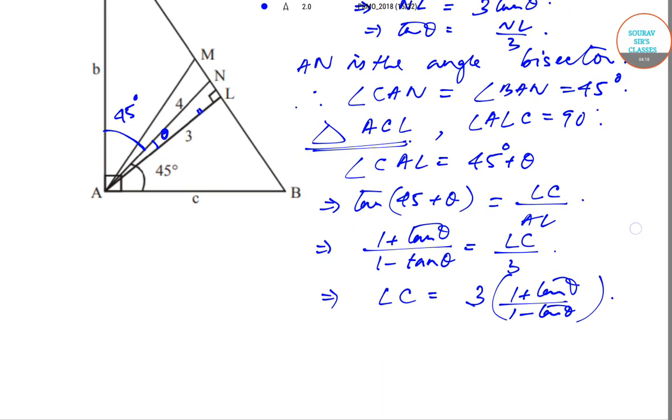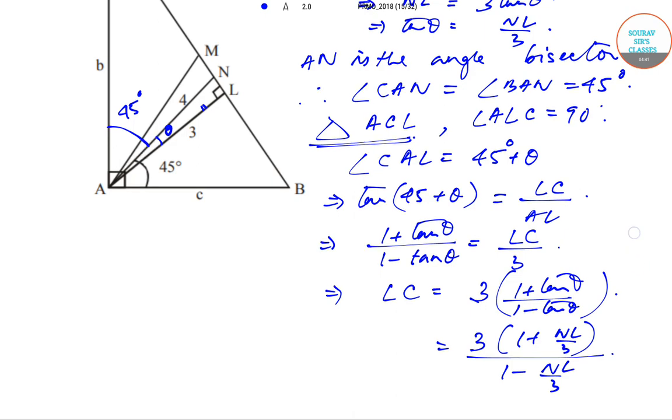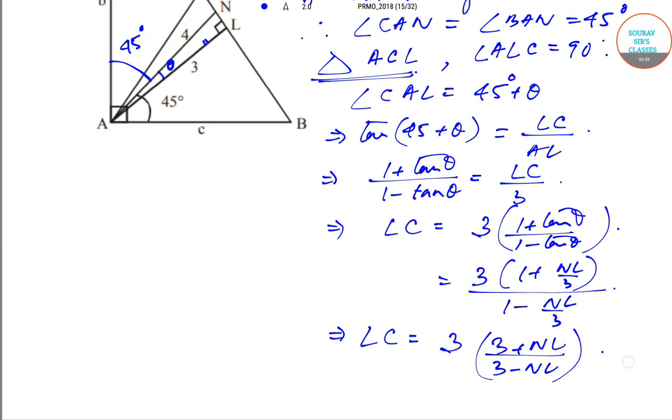This is the structure. And now this tan theta we have already found out as NL by 3, so this will be equal to 1 plus NL by 3 upon 1 minus NL by 3. Therefore we'll get that LC will be equal to 3 into 3 plus NL by 3 minus NL. This is what we found out.